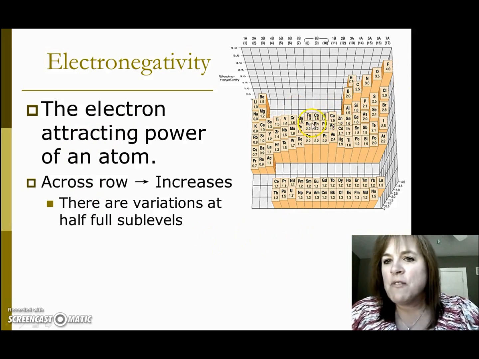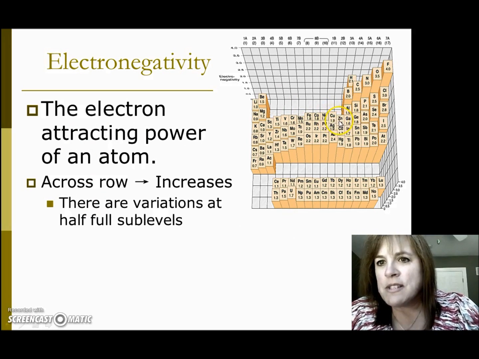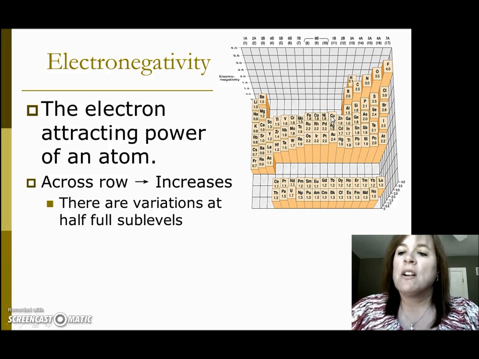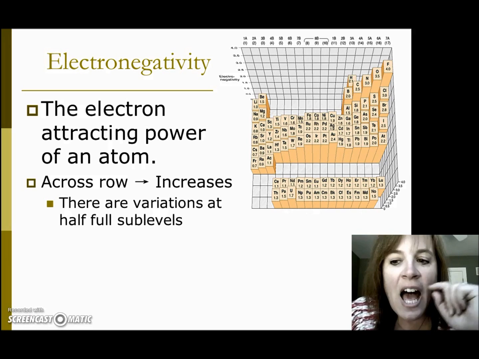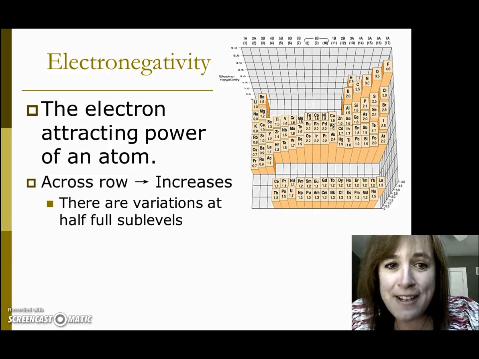Now, of course, there are some variations when you get into sublevels here. You can see that between copper and zinc. Zinc's actually less attractive than copper is. So there are some variations there, but you can actually find the values for electronegativity on your periodic table. Oh, makes it easier on the test.